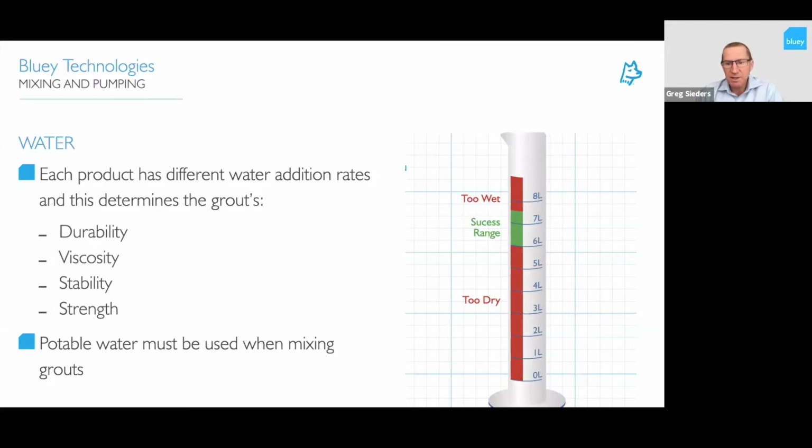You can see there in the red zone is either too wet or too dry. So it's not going to be pumpable, or it's not going to meet the performance requirements of the grout you've chosen. And you must use potable water when mixing grouts. Don't use water from a river, don't use dirty water, anything like that.